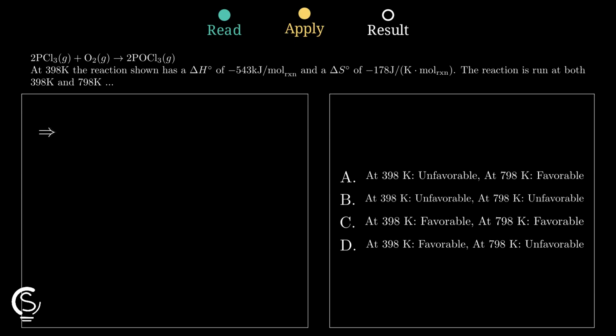At 398 Kelvin, we plug in our values. The negative enthalpy dominates the positive T delta S term, resulting in a negative delta G, which means the reaction is favorable.